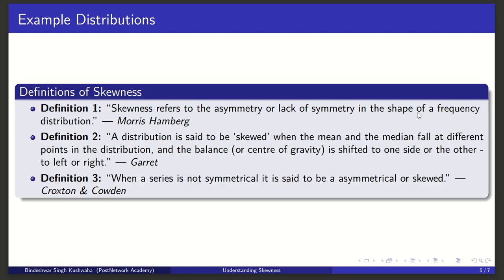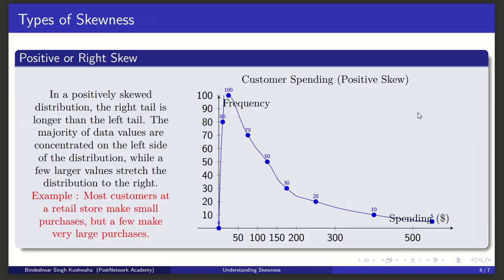Now, there are two kinds of skewness. The first one is the positive or right skew data. In a positively skewed distribution, the right tail is longer than the left tail. The majority of data values are concentrated on the left side, you can see in the figure, while a few larger values stretch the distribution to the right.